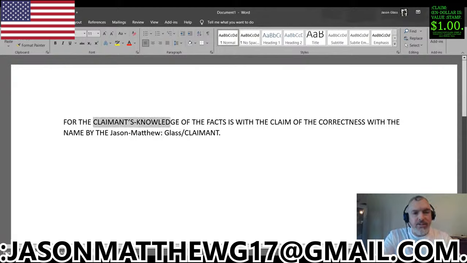When you bottom line something, what is being bottom lined or underlined is to be taken as a whole. So for the claimant's knowledge is a 7. It is one entire entity. It's a 7. So if I underline Jason Ife and Matthew /glass, this whole thing is a 7. It takes this colon out of consideration for positional sequencing.